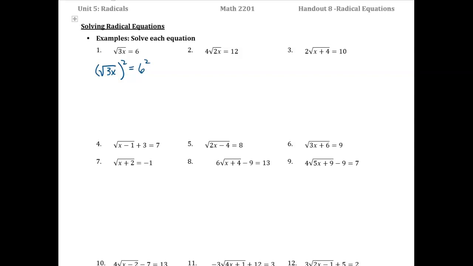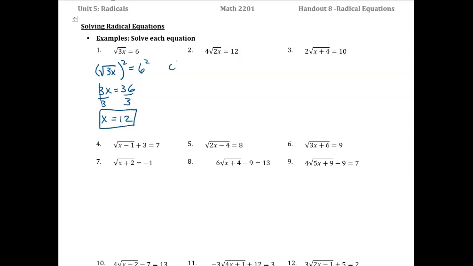If I square the square root, it will make the radical sign be removed. But I have to do it to both sides because we've got an equal sign there. So 6 squared is 36. And then the process stays the same. Get rid of your 3. Divide both sides by 3. Cancels. And here your answer will be 12.